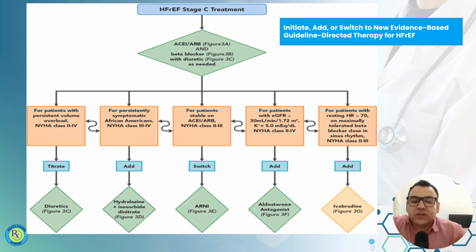For patients with eGFR more than 30 and potassium less than 5, who are NYHA class 2 to 4, these patients are eligible to add an aldosterone antagonist to reduce morbidity and mortality. A patient with heart rate above 70 on the maximum tolerated beta blocker dose and in sinus rhythm can use ivabradine.